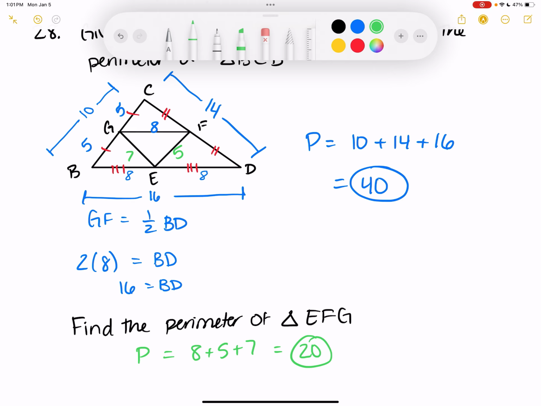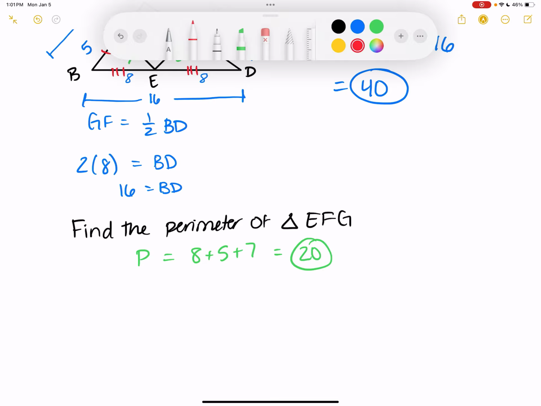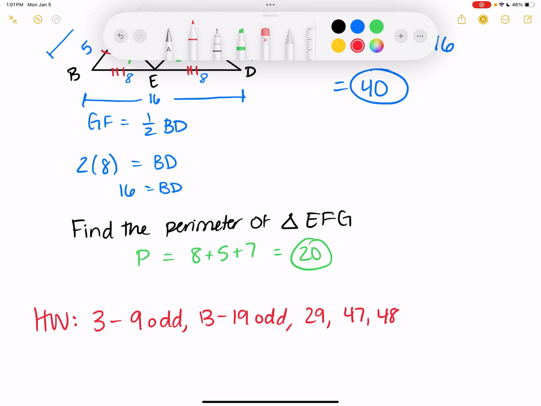All right, any questions on that? Do y'all want to do the proofs with this chapter? I didn't think so. All right, then your problems for this stuff, you should have more than enough time to get them done because they're all this fast. 3 through 9 odd, 13 through 19 odd, 29, 47, 48, and 49.